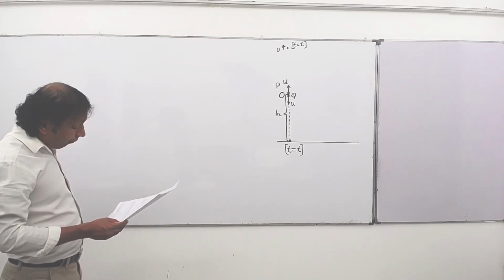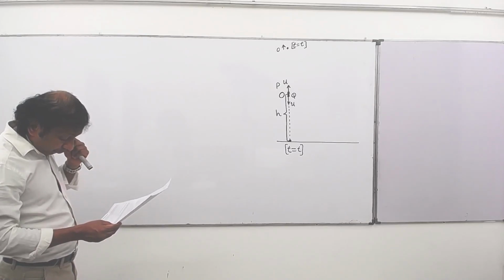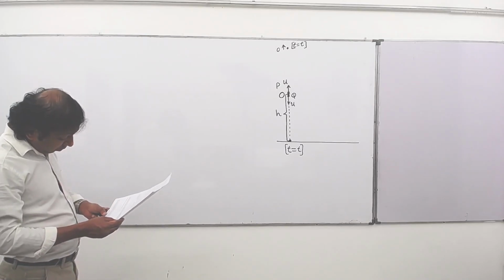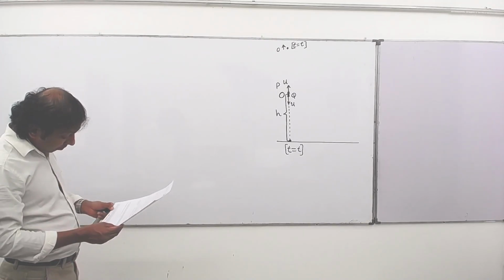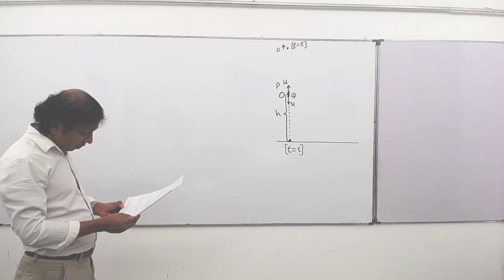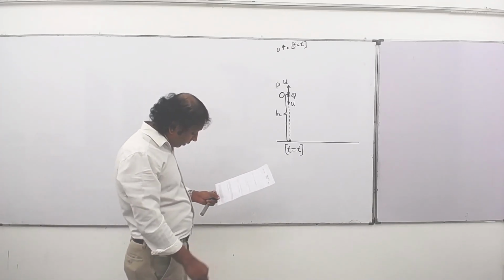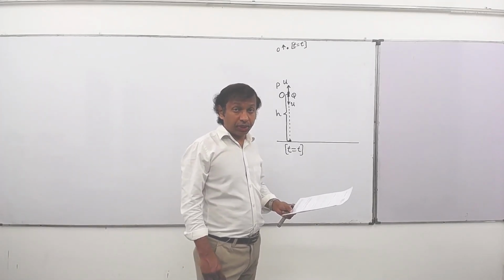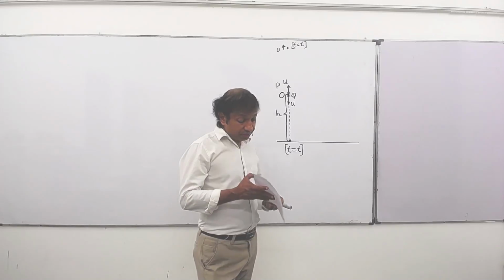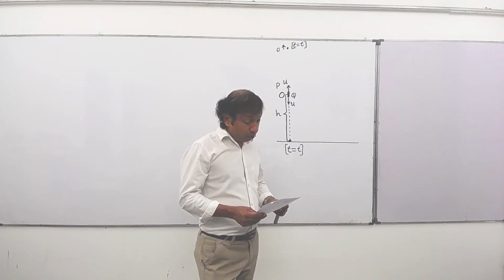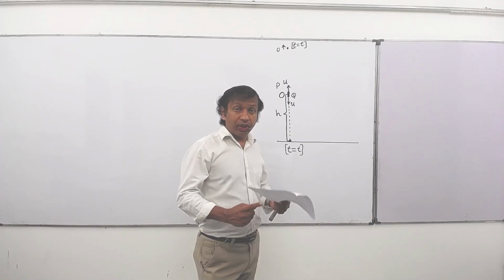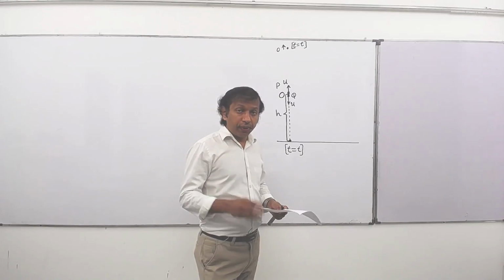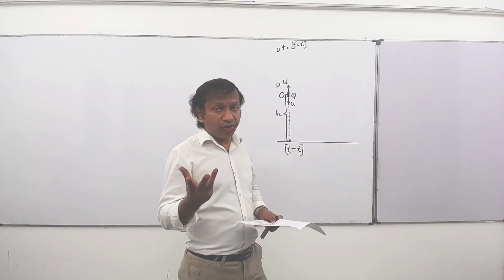Right. Then you are given: after time t, particle P attains its maximum height and at the same moment, particle Q reaches the ground. What is being asked? Draw the velocity-time graph for P and Q on the same diagram. Here P and Q are moving in opposite directions under gravity, so we draw the velocity-time graph.